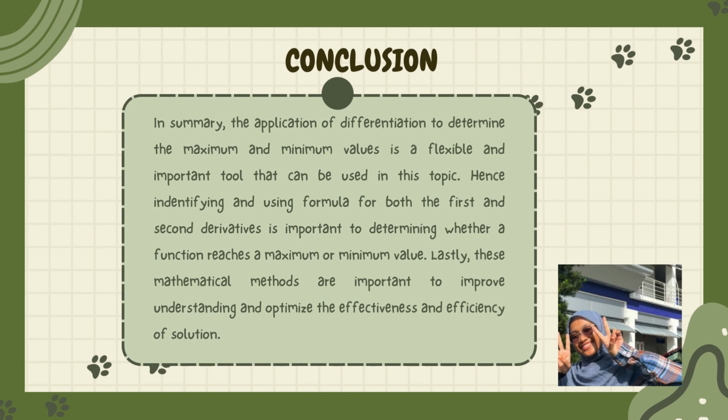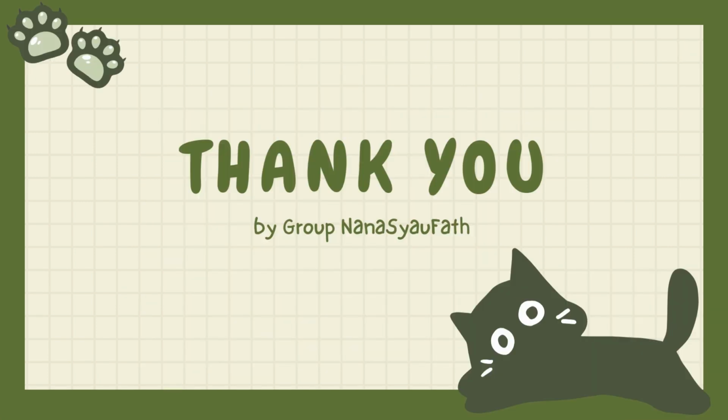Differentiation is a flexible and important tool that can be used in this topic. Another application is in optimization, where you use derivatives to find the maximum or minimum values of a function. This is useful in various scenarios, such as minimizing the cost of materials for a given project, or maximizing the area enclosed by a fence. Hence, using the first and second derivative is important to determine whether the condition reaches a maximum or minimum. These methods improve understanding and optimize efficiency. The application of finding maximum and minimum values is a crucial concept in calculus.